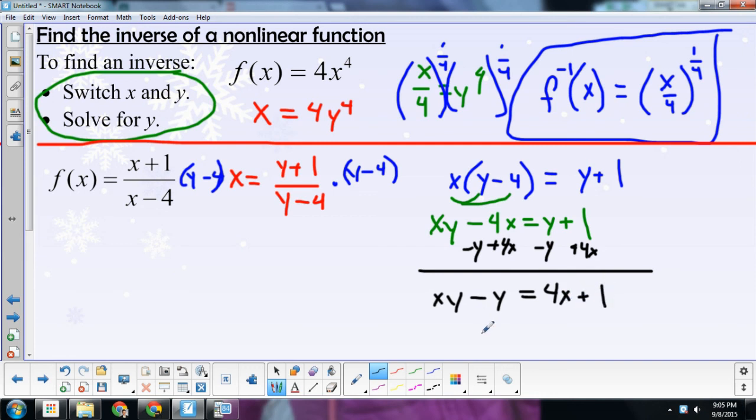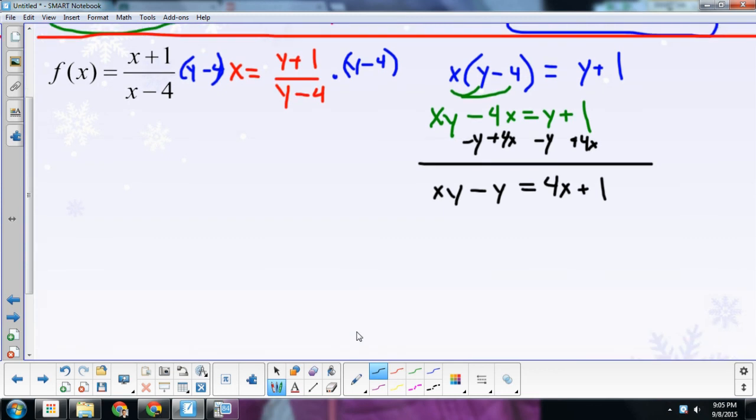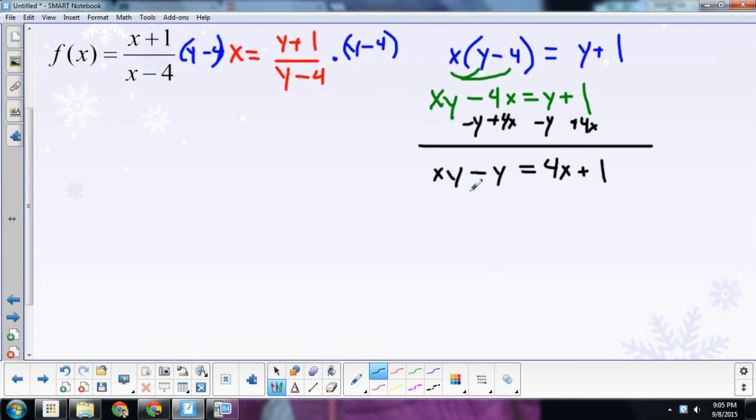Now, when the variable for which I'm trying to solve is stuck in multiple terms, there may be some factoring that I need to do. So I want just one y here, so I'm going to go ahead and factor out that y. When I factor out a y from these two terms, I'm left with x minus 1. So now there's just one y in the problem, which is great because that was the goal in the first place, was to solve for y.